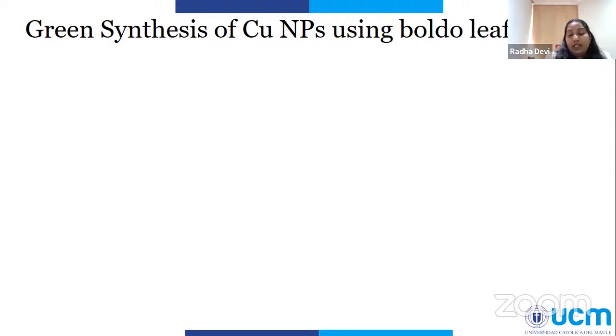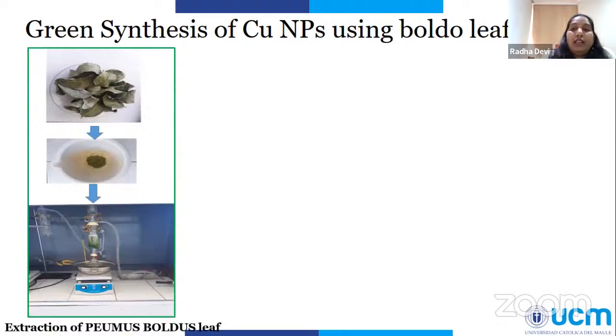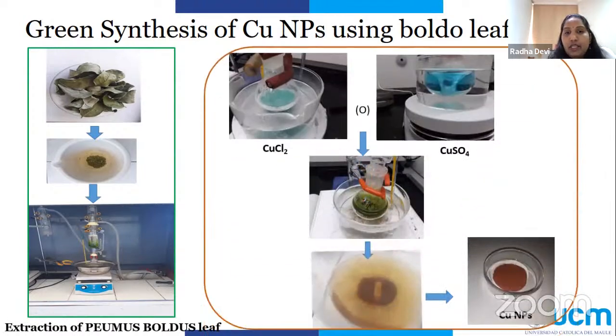In our research lab, we did green synthesis using leaf extract. Here we collected boldo leaves, which is a native plant in Chile. We made the leaves into fine powder, and with the help of an oxalate, we extracted the green leaf extract. We used this green leaf extract as a reducing as well as a capping agent to synthesize copper nanoparticles. As you can see in this experimental part, we used copper chloride as well as copper sulfate as the precursor salt, and used the plant extract as a capping and reducing agent. The final product we obtained is copper nanoparticles which were stable for more than 6 months.